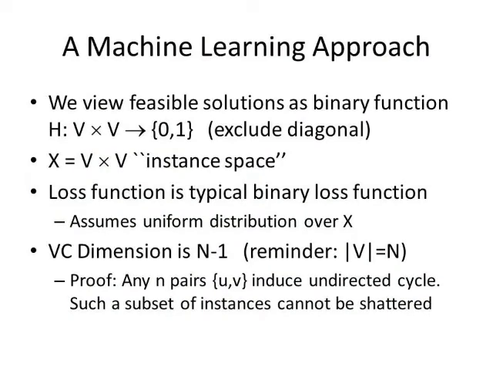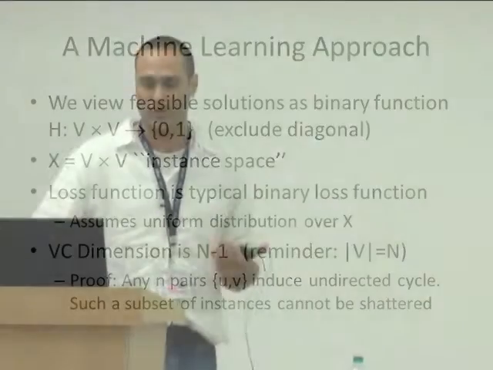Okay. So again, my motivation now is to look at query complexity issues. Our space of solutions is binary functions over the set of pairs. X, the instance space, was V product V, the ground set product itself, where you exclude the diagonal. The loss function that I defined was the typical binary loss function in machine learning.